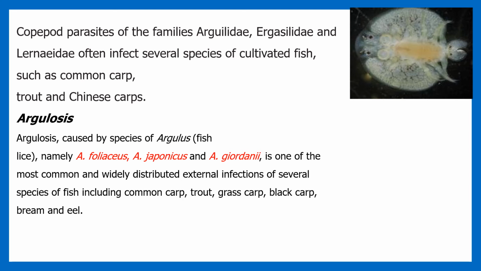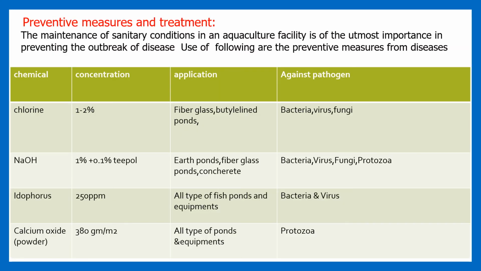Now the last is the ectoparasites, copepod parasites of the families Argulidae, Ergasilidae and Lernaeidae, a few species which harbor the fishes. Argulosis, that is fish lice, is very common, and three species especially have been reported: Argulus foliaceus, japonicus and giordanii. Argulus giordanii is one of the most common and widely distributed external infections of several species of fishes, ornamental as well as edible fishes.